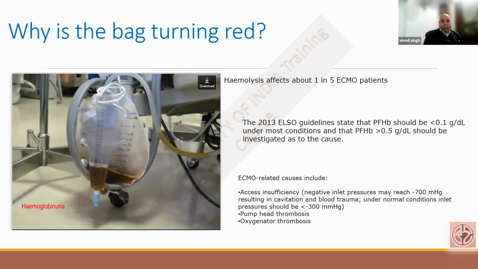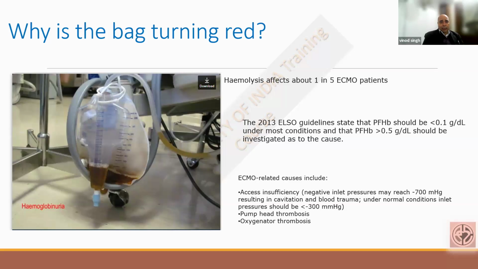Now come to the other complication, which you must pick up and should not miss. Why is the urine bag getting red? If you look at this urine bag, it is getting red. Hemolysis on ECMO occurs in 1 in 5 patients. That means almost a 20% chance that a patient might have hemolysis. This is because the patient is on a large flow and blood is passing through the oxygenator where thrombus is there, or maybe some clot in the cannula, and all of that can cause hemolysis.